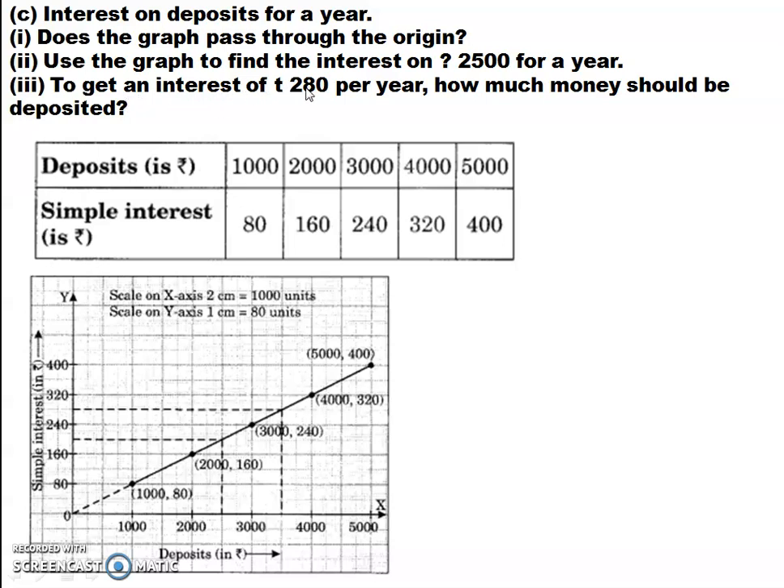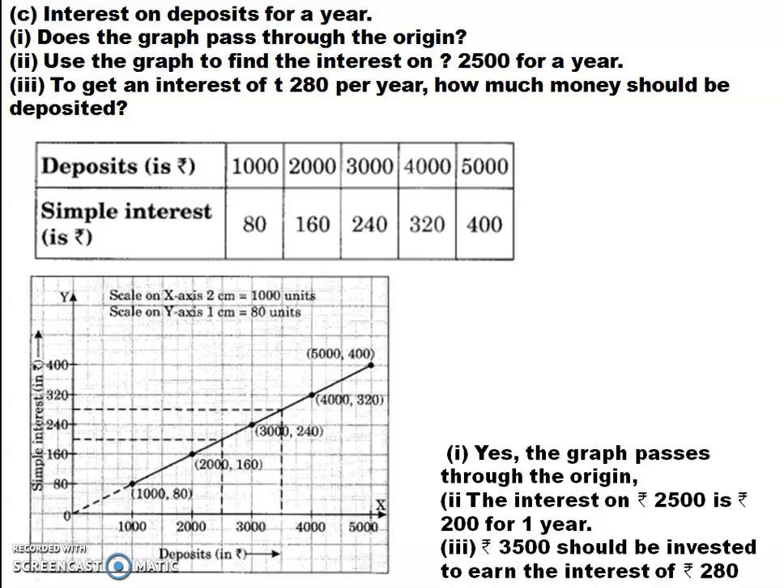To get an interest of rupees 280 per year. Interest is 280. Now you need 280. Where is 280? 280 is between 320 and 240. So this is 280, and this is your point touching the line. So come down. 3000 and 4000. What is the midpoint of 3000 and 4000? 3500. Let's see the answers.